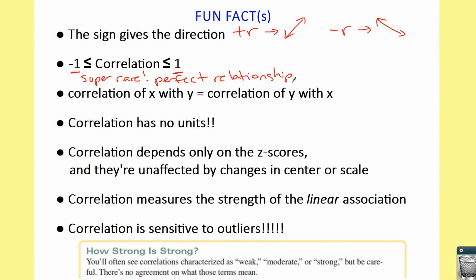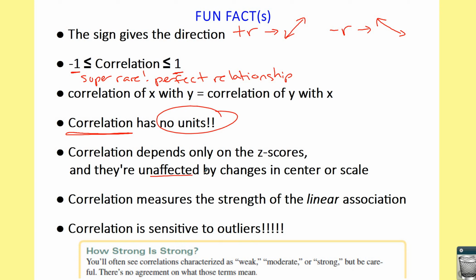Okay? Correlation is standardized, thus it has no units. It's just like z-scores, all right? We are normalizing it, so it has no units. And since it depends on the z-scores, they are unaffected by changes in center or scale, okay? Unaffected. So that was that whole adding 10 to our test grades problem, okay? And it measures the strength of the linear association.